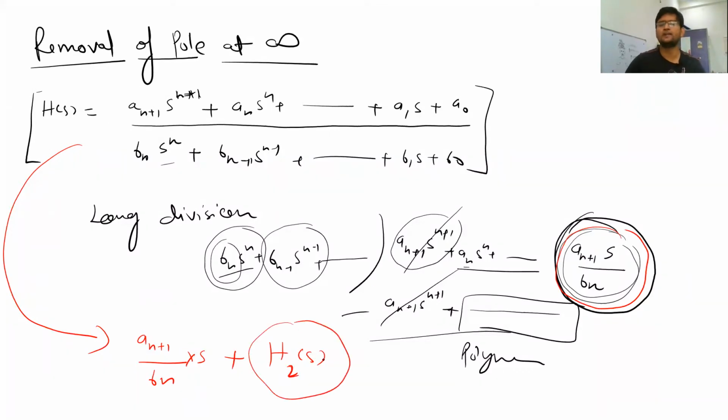You can further go and divide this H2(s) to get other terms, but since we are only concerned with removal of the pole at infinity, what you will be getting is that in H2(s) the powers of numerator and denominator will now be the same, and this pole is out of the circuit. So now let us assume in the first case this H(s) as an impedance function, and in the second case let us assume this H(s) as an admittance function, and let us see how we can take this pole at infinity out in the actual physical circuit.